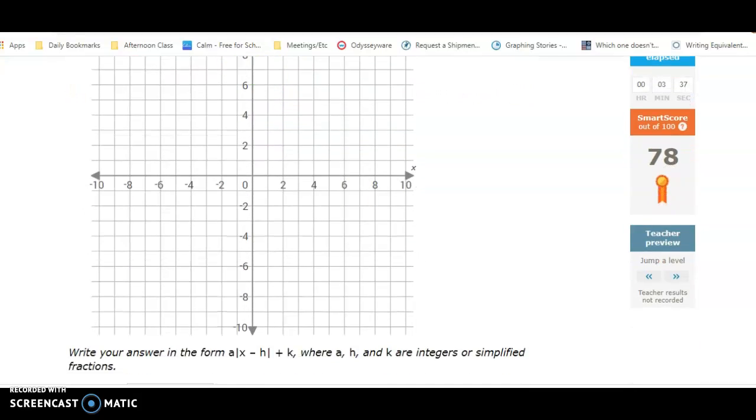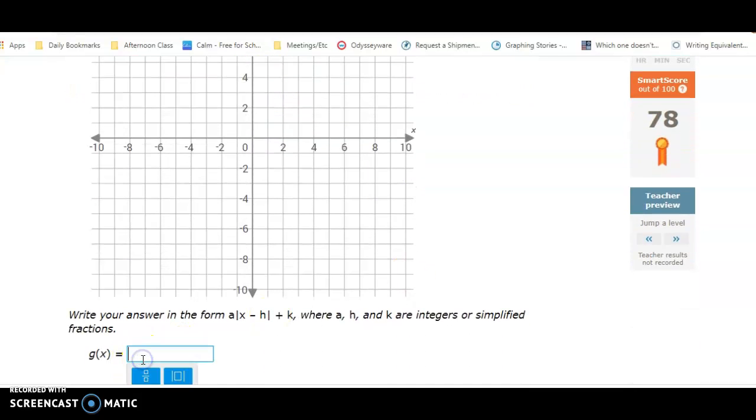And this one is shifted up 8. So the x, so plus 8. All right, so I hope that that's helpful if you hadn't already finished that.